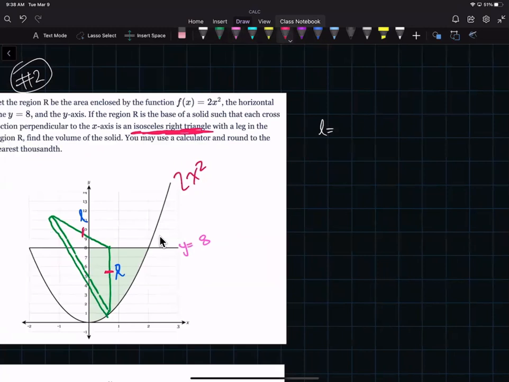And then if you want to think of it the way that we did it before, this length from the top to the bottom, that's 8. And then you're subtracting from it this small piece, which is your bottom function, which is 2x squared. So that's another way to think about it. Again, you don't need to think about it that way, but it is maybe useful to visualize.